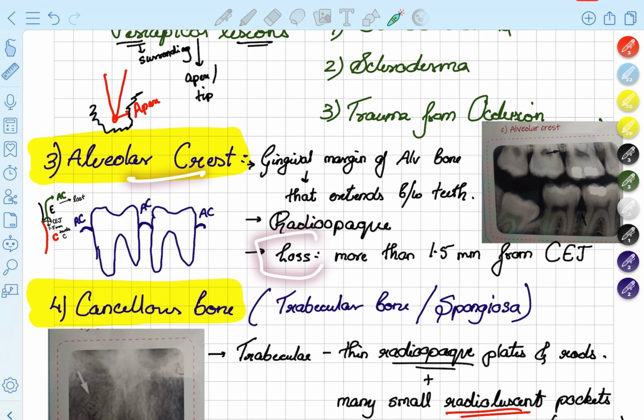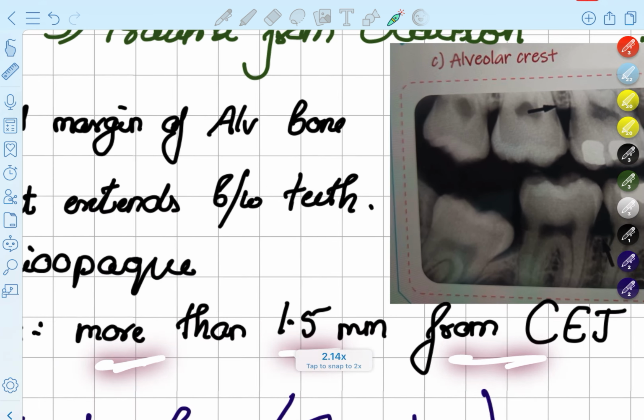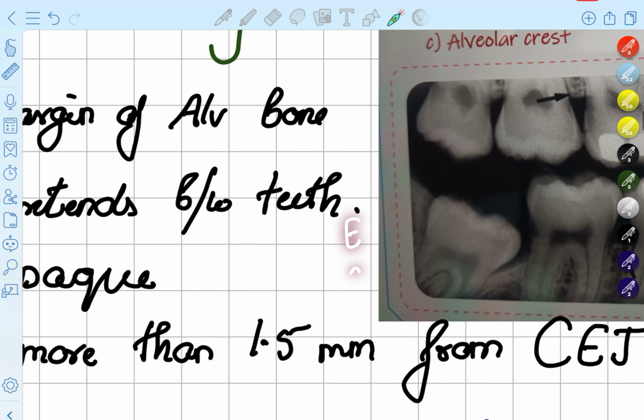The loss of alveolar crest: when can we say it is lost? When it is more than 1.5 mm from the CEJ. As we know, the junction between enamel and cementum, this is the normal alveolar crest, but when the loss of alveolar crest is more than 1 or 1.5 mm, we will say the alveolar crest is lost.